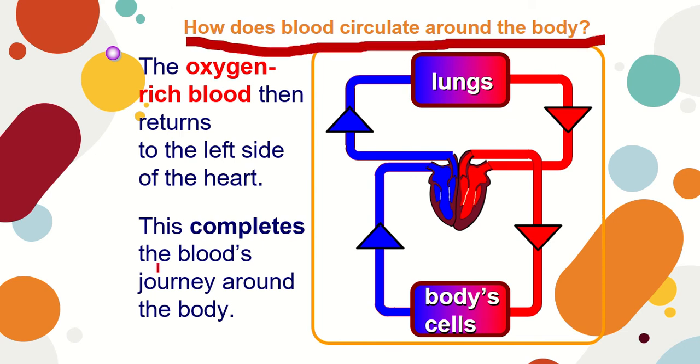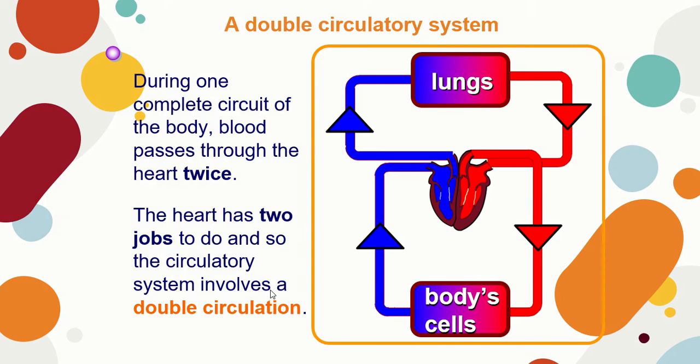And this completes the blood's journey around your body. And during one complete circuit of the body, blood passes through the heart twice. Again, the blood passes through the heart twice. The heart has two jobs to do, and so the circulatory system involves a double circulation. Okay? It is what we call the double circulation or the dual circulation.